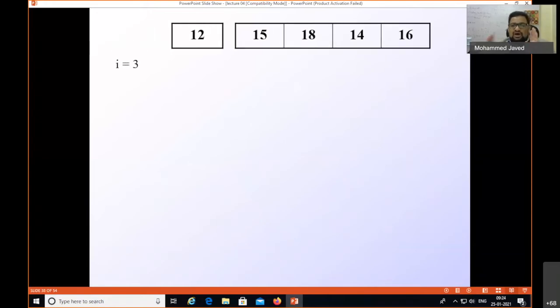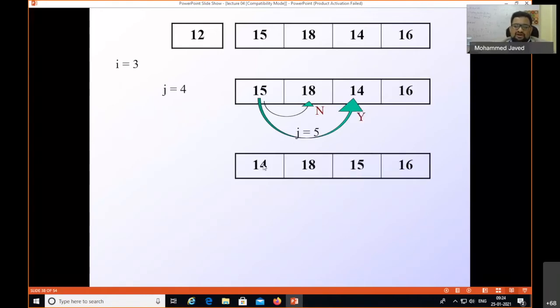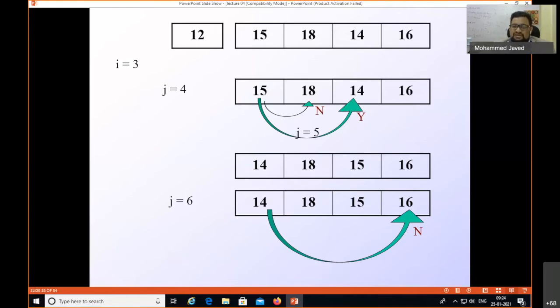So we got 10 in the first iteration, i equal to 1. In the second iteration, i equal to 2, we got 12. Now i equal to 3, and here j starts from the fourth element. Whether 18 is smaller than 15, no, so no swapping will take place. Now whether 14 is smaller than 15, yes, so swapping will take place. 14 will come in the third position, and 15 will go to the fifth position. Again, I will check whether the last element, 16, is smaller than 14. No, so no swapping will take place, and we are getting the third smallest element in the third iteration.